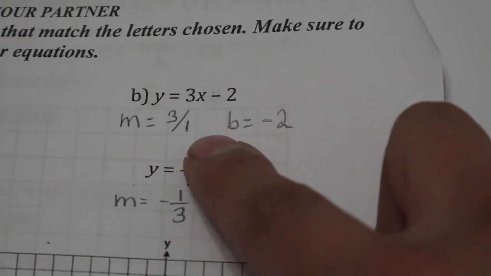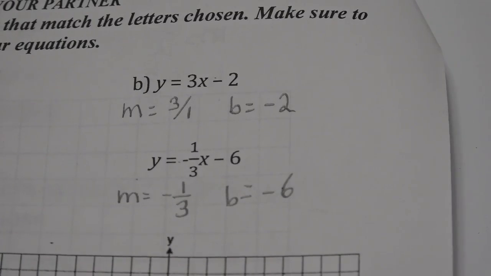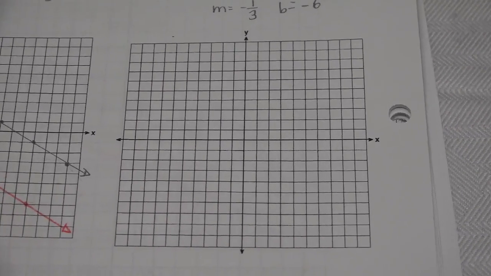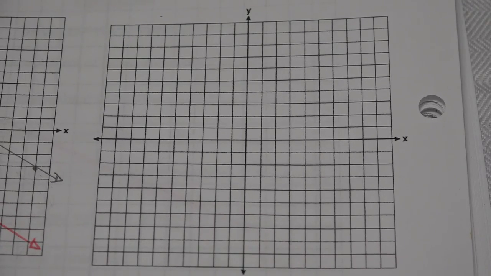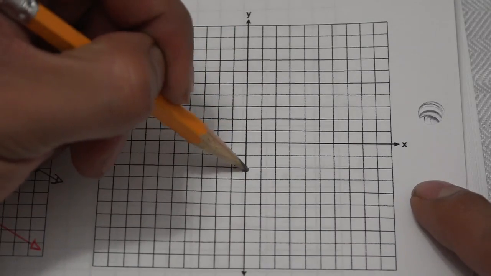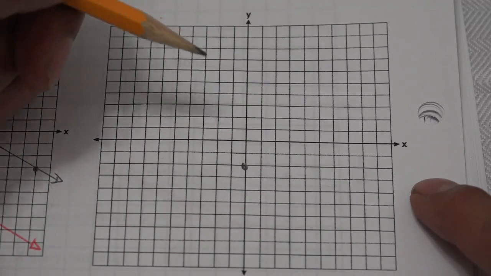So let me graph the first one, okay? You have it in your notes, so now let's just go to the grid right here. I know that the slope is 3 over 1, and I know that the y-intercept is negative 2. So I'm going to go to the y-intercept, which is negative 2 right here. See that? And now I'm going to move rise over run.